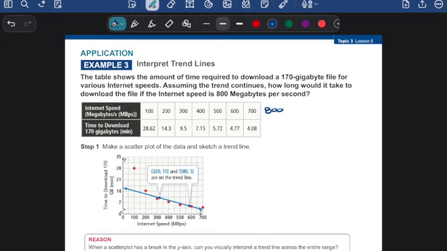Okay, we're actually extrapolating the data. We have data beyond our table set, so we have to use a trend line to be able to approximate the value. Remember, our input is the speed and the time to download is our output. Okay, so we made a scatter plot. We just graphed these points, 100, 28.62, 200, 14.3, 300, 9.5. So these are our ordered pairs, and we just plotted those. We can see our scatter plot.